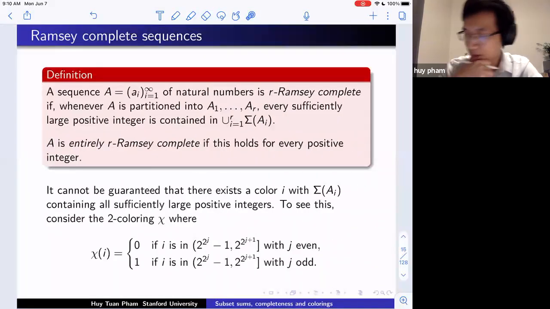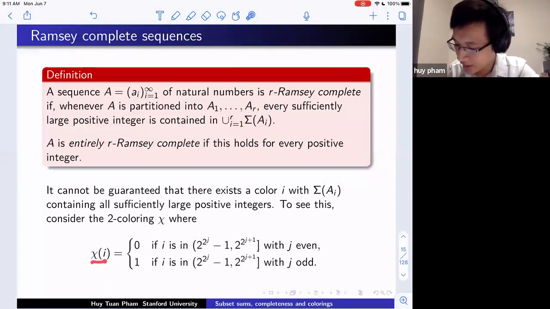There's one quick remark I want to give, in that we cannot generally ask for one color class A_i. We cannot ask that there exists a color class A_i with the property that sigma of A_i contains all sufficiently large positive integers. Because even if we take the sequence A to contain all of the positive integers, we can still construct two colorings where each color class will miss arbitrarily large positive integers. However, the union of the subset sums of the two color classes will cover all positive integers.